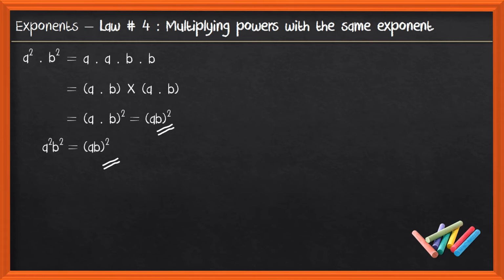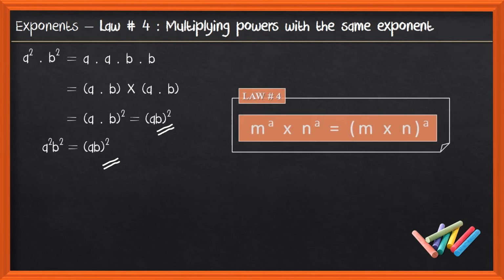The law of exponents gives a simpler way for multiplying powers with the same exponent, and in general this is written as m to the power of a times n to the power of a is equal to m times n the whole power a.